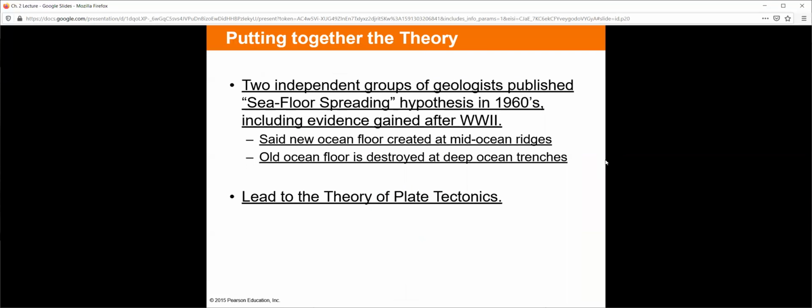So, two independent groups of geologists published the seafloor spreading hypothesis in the 60s, including this evidence that we just talked about. It said new ocean floor was created at mid-Atlantic ridges, and old ocean floor destroyed at the deep ocean trenches, leading eventually to the theory of plate tectonics. Cool. Wegener was correct. Wegener didn't know why he was correct, but Wegener was correct.